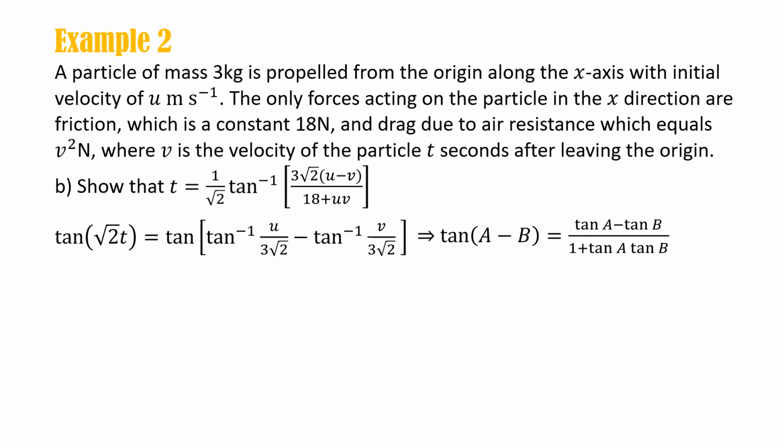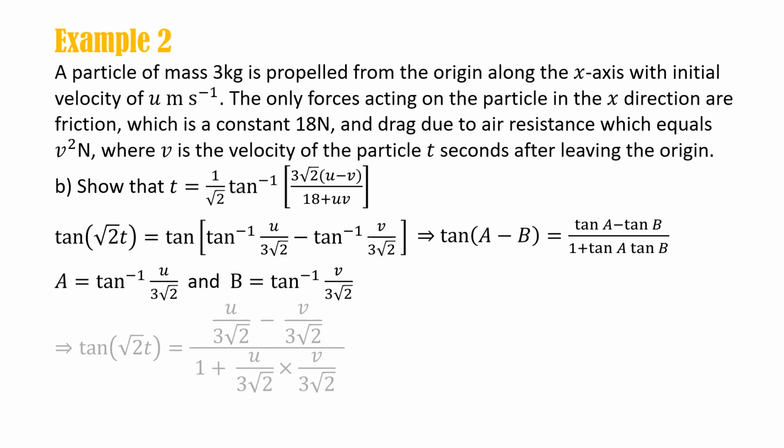So A is going to be the first part of our bracket there, the inverse tan of u over 3 root 2, and B is going to be the second part, the inverse tan of v on 3 root 2. So now I can substitute those into that expanded form. The tan of the inverse tan of u on 3 root 2 is going to cancel out, and we're just left with u on 3 root 2. And then the tan of the inverse tan of v on 3 root 2, the tan and the inverse tans will cancel out, we're just left with v on 3 root 2. Likewise on the bottom, tan A times tan B will just mean that the tans and the inverse tans cancel out, and we're going to be left with u on 3 root 2 times v on 3 root 2.